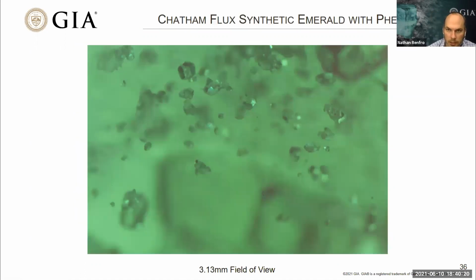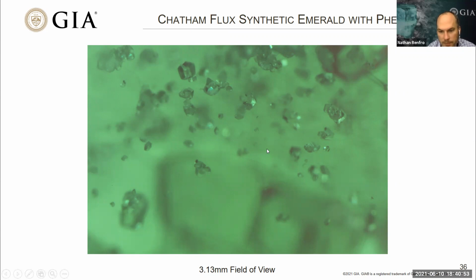These are phenakite inclusions in a Chatham flux synthetic emerald. Phenakite is generally a pegmatitic mineral, and since emeralds don't really grow in a pegmatite as a general rule, that's an inclusion that you wouldn't really expect to get in a natural emerald. So whenever you have phenakite inclusions in your emerald, especially in the quantity that you see in this stone, that's a pretty strong indicator that you have a flux grown synthetic.